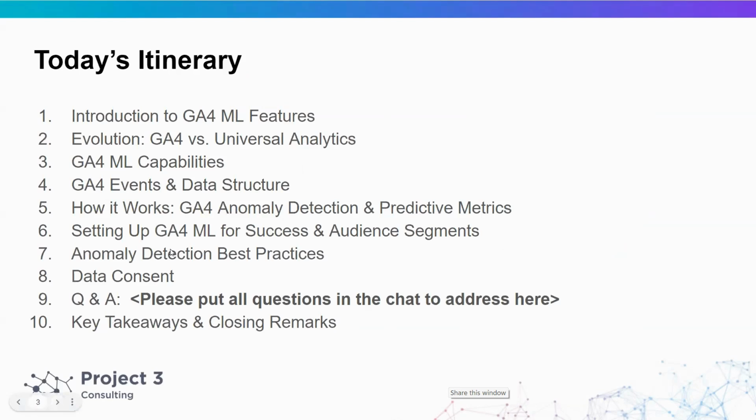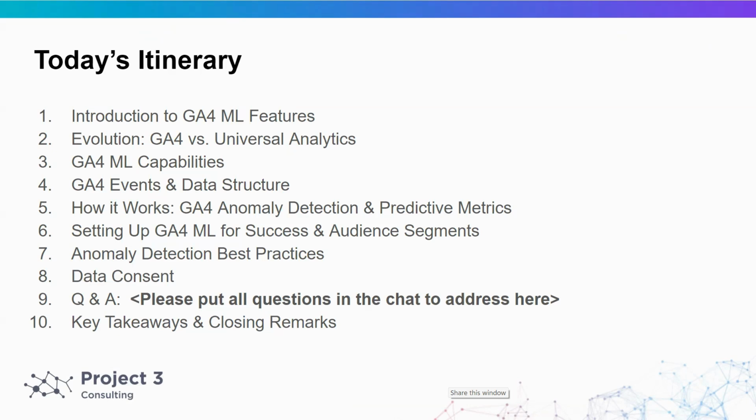So today, we'll give you a little bit of a rundown of what we're going to cover. We'll give you a brief introduction to GA4 machine learning and its features, talk a bit about the evolution of Universal Analytics to GA4, and then delve into the GA4 machine learning capabilities, and how we can get the most out of those through how we set up events and the data structure. Then we'll walk you through how the machine learning works for anomaly detection and predictive metrics, and talk a little more about getting the most out of the machine learning component, including building audience segments.